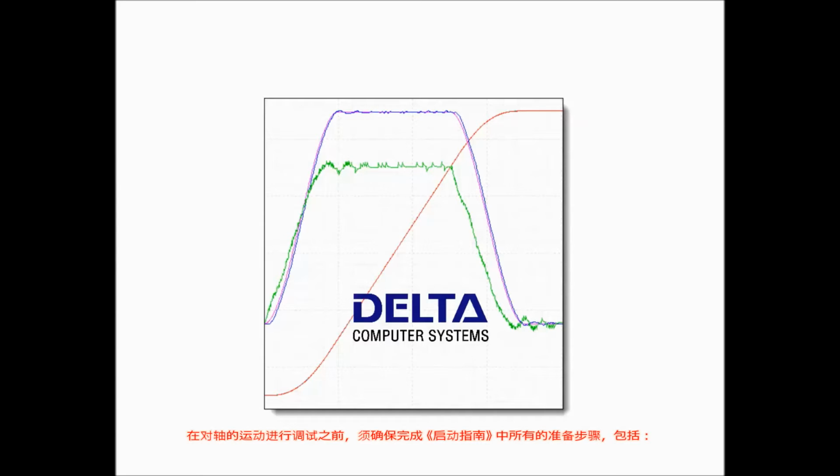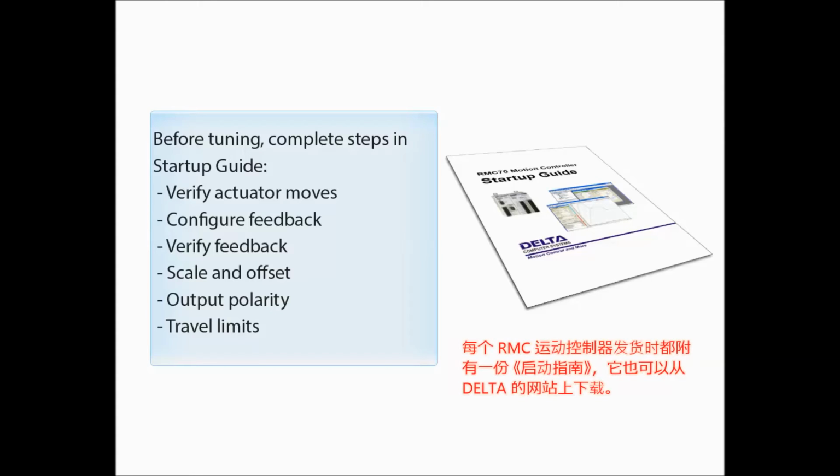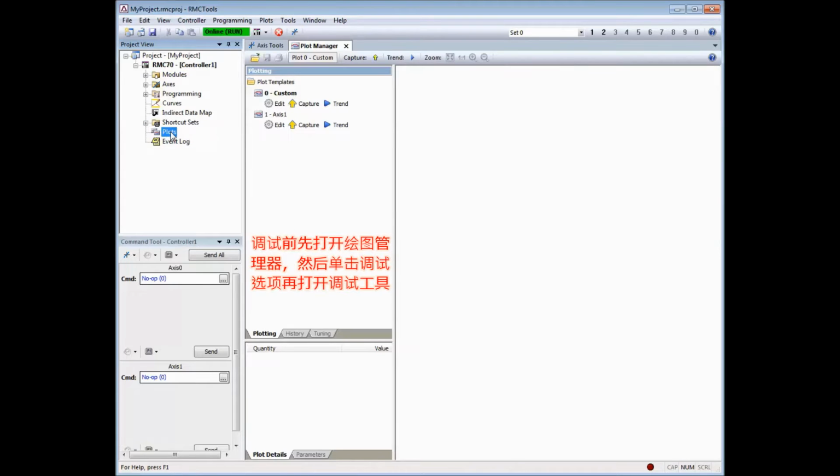Before tuning an axis, make sure to complete all the preparatory steps listed in the startup guide, which include verify the actuator moves, configure the feedback parameters, verify the feedback works, set the scale and offset, set the output polarity, set the positive and negative travel limits. The startup guide ships with each RMC motion controller and can be downloaded from Delta's website. To tune an axis, open the Plot Manager and click the Tuning tab to open the Tuning Tools.